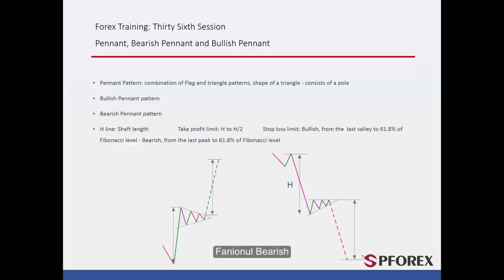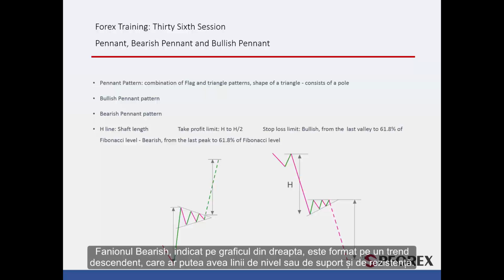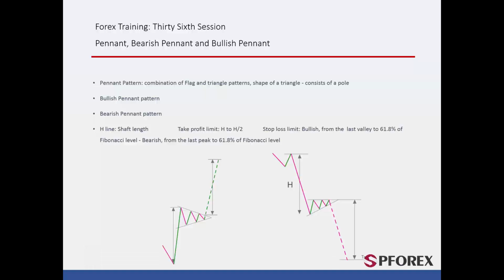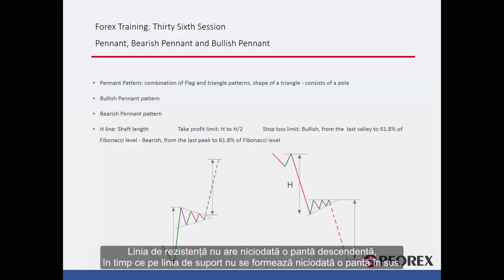Bearish pennant. Bearish pennant, shown on the right graph, is formed on a downward trend, which may have level or gradient support and resistance lines. The resistance line never has a downward slope, while the slope of the support line never forms upwards.